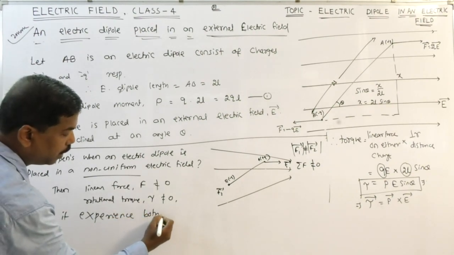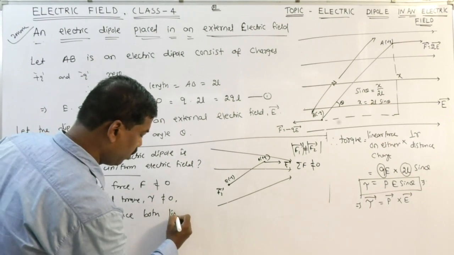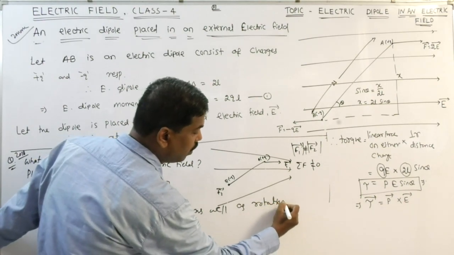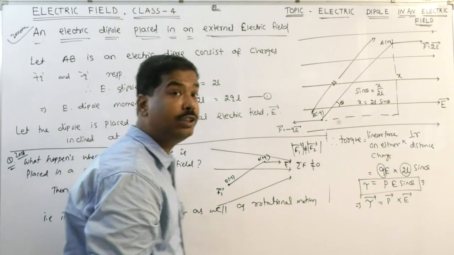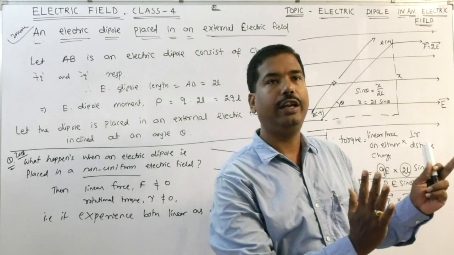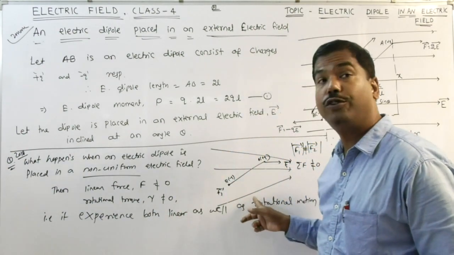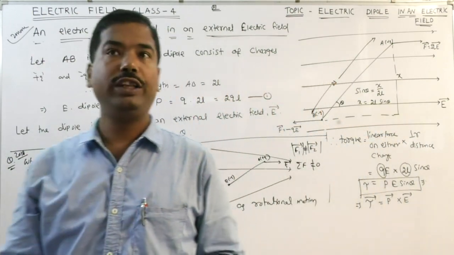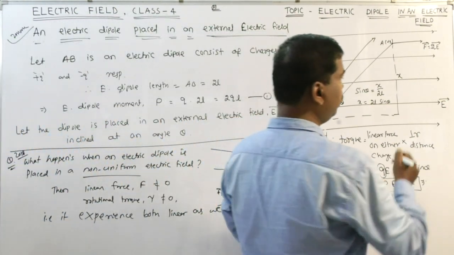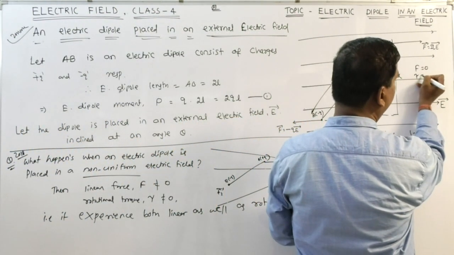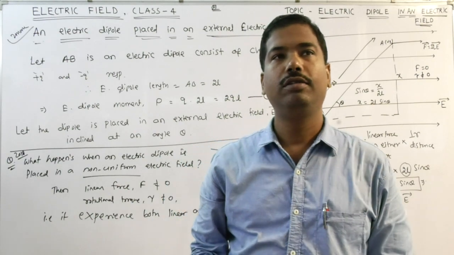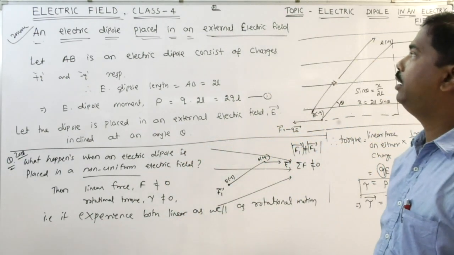That explains both linear as well as rotational motion. It means when the dipole is placed in a non-uniform field, it deflects as well as moves ahead. There is some linear force as well as some rotational force. So when the dipole is placed in a non-uniform electric field, force is not equal to 0 and torque is not equal to 0. But in the uniform case, force is equal to 0 and torque is not equal to 0, that is P E sin theta. Clear? This is about an electric dipole when placed in an external electric field.